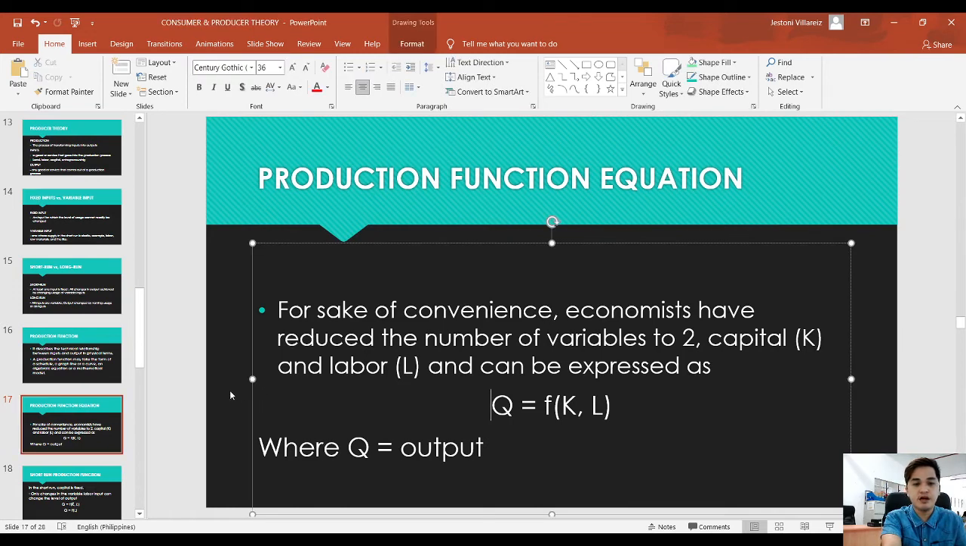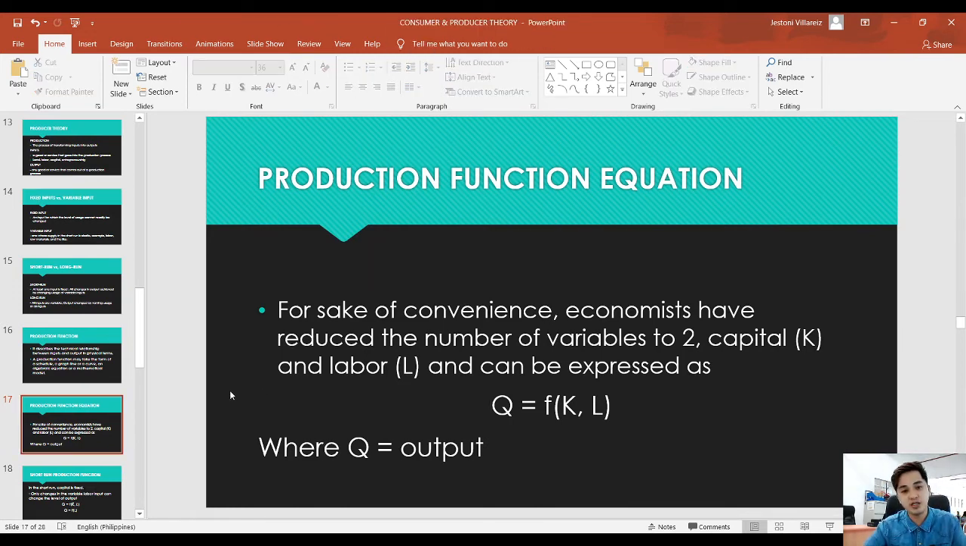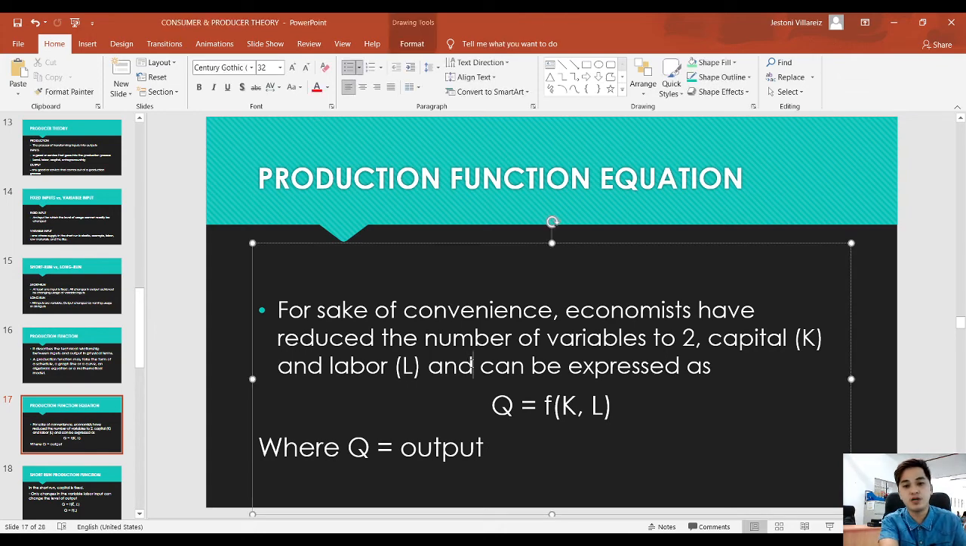For easier discussion and simplicity, we'll consider just two inputs, K and L, the capital and the labor. In reality, we have several inputs to consider in producing an output. Let's say in making a turon, we have to consider the lumpia wrapper, the oil, saging, sugar, labor. Considering all of them makes our analysis more complicated. So for our discussion, we'll consider two inputs only, the capital and the labor.